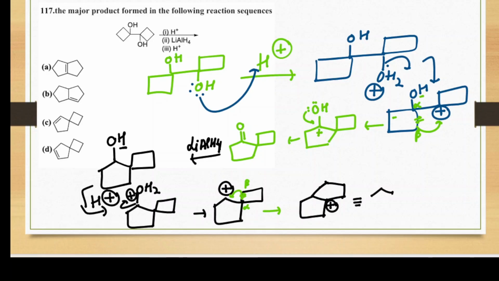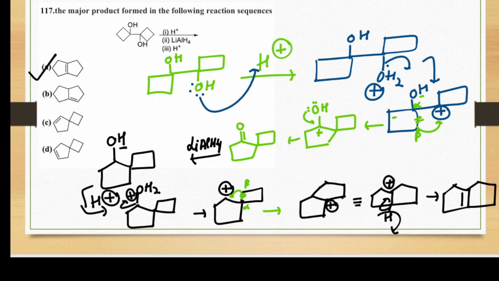You can present it in this particular format as well. This is the ring and here the positive charge is present. Now in the final step, this hydrogen atom is going to leave and the alkene formation will take place. So this is going to be our final product. Two five-membered rings with the double bond in between them, that is what we are getting in option A. So A is the correct answer to this particular question.